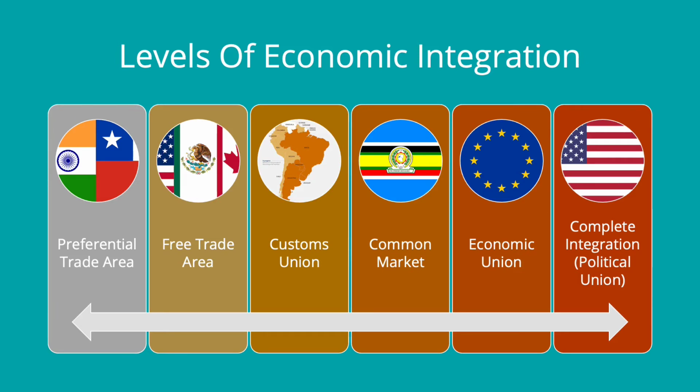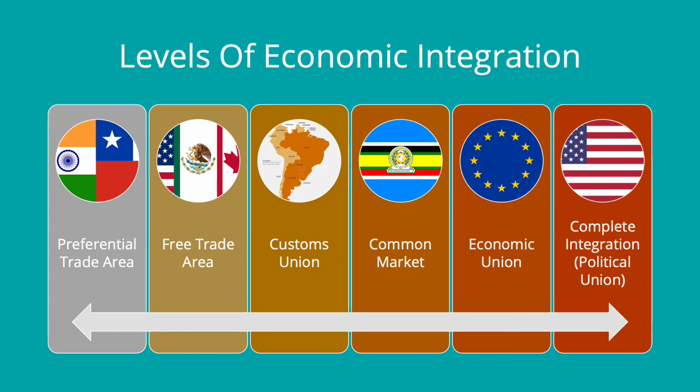going from loose associations of countries in a preferential trade area to complete economic integration, where the economies of member states are completely interlinked. You don't need to know everything on this slide, but understanding the different levels of economic integration will give you context for the content to come on free trade areas.